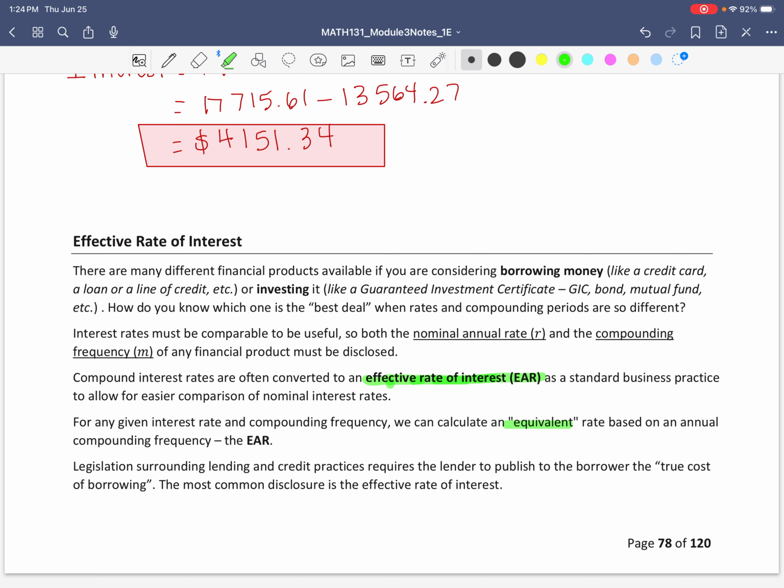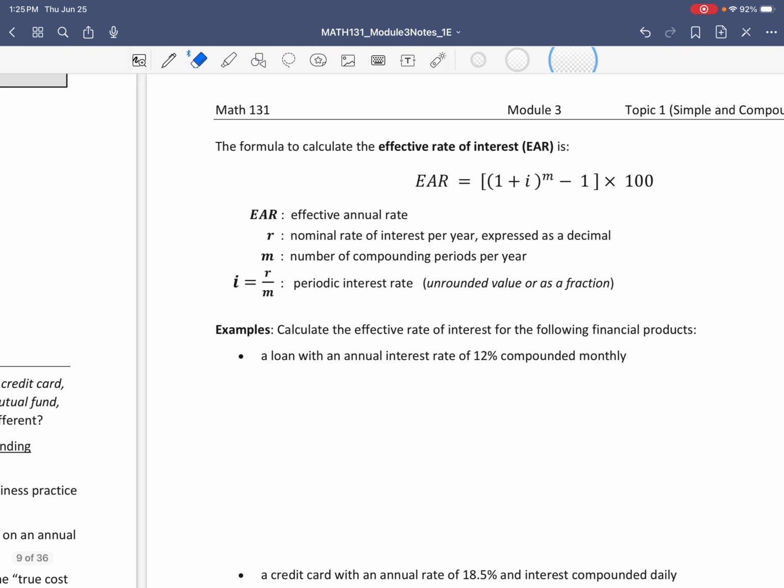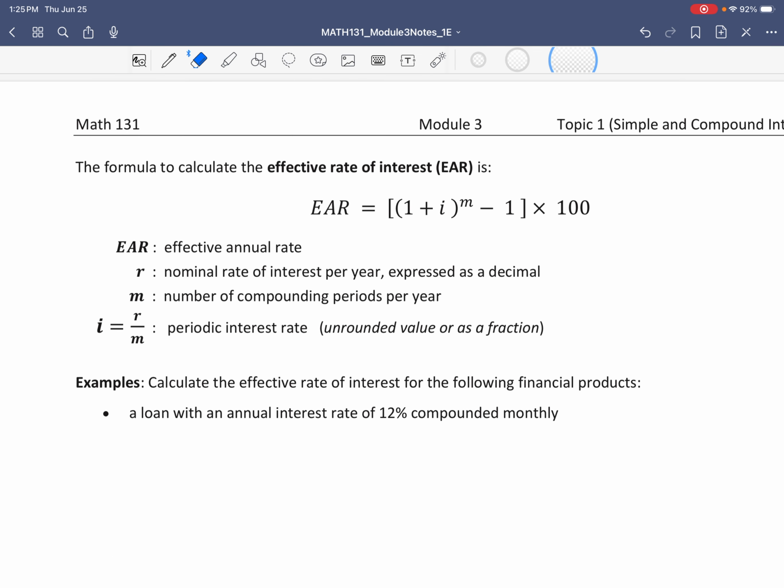So legislation surrounding lending and credit practices requires the lender to publish to the borrower the true cost of borrowing. The most common disclosure is this effective rate of interest. So understanding this and using this in your everyday life is very important. So here is the formula.